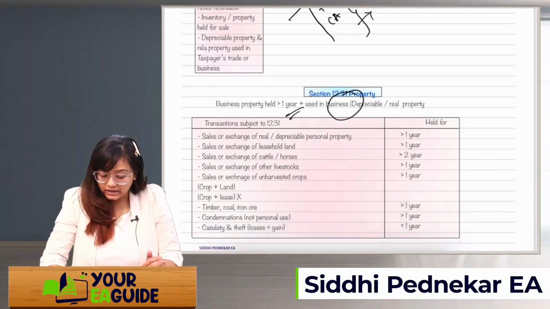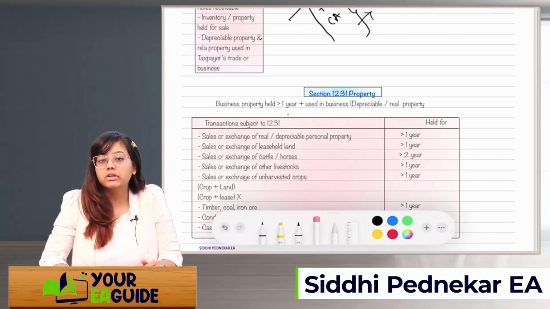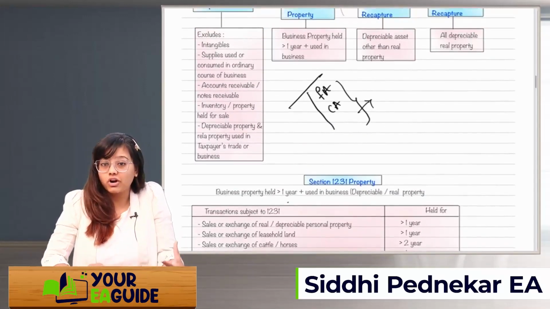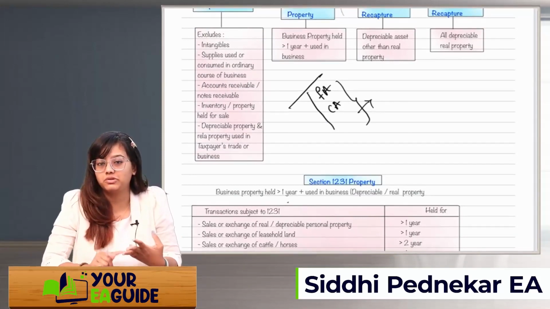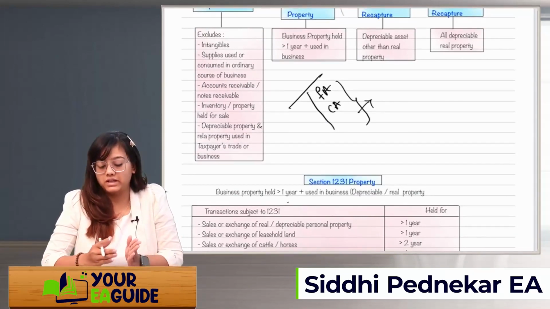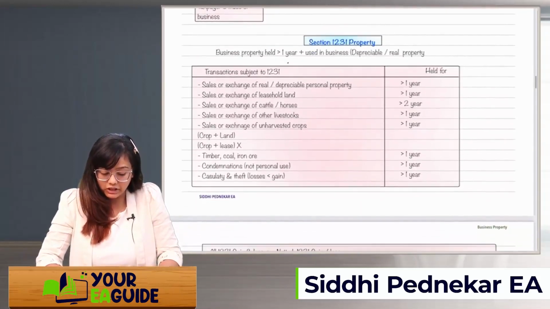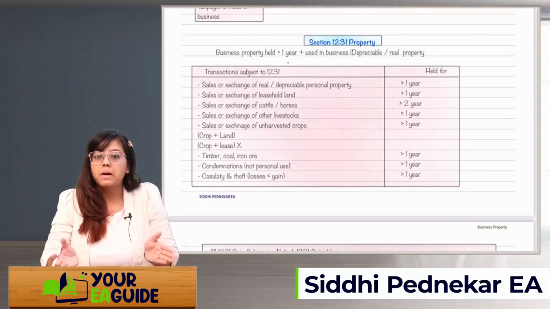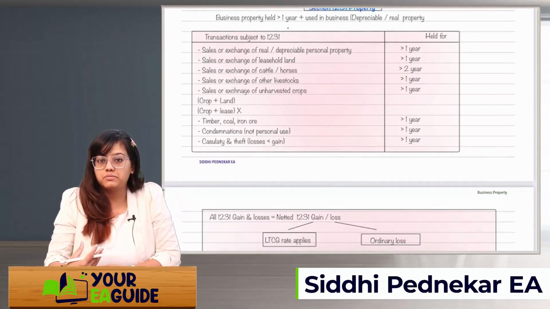For a capital asset, just remember that the holding period criteria is not there, but we have to make sure it's not a fixed asset, it's not a current asset, and it should not be a depreciable asset. Depreciable assets will be covered under 1231 recapture property. 1231 recapture property includes any business property used in the business for more than 1 year, and we have some separate criteria for different types of assets.